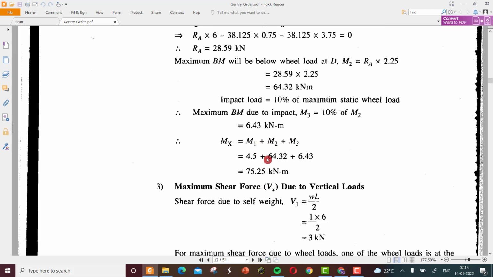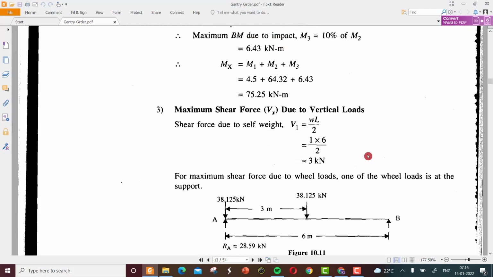So M1 plus M2 plus M3. M1 was the initial bending moment with the self weight of the gantry girder. 64.32 is the actual bending moment, and this extra 6.43 is due to the impact loading conditions.